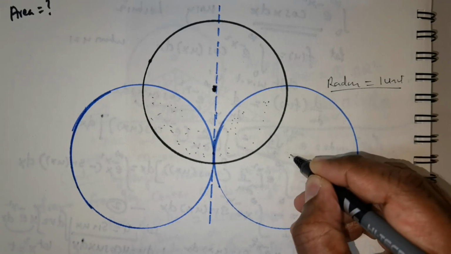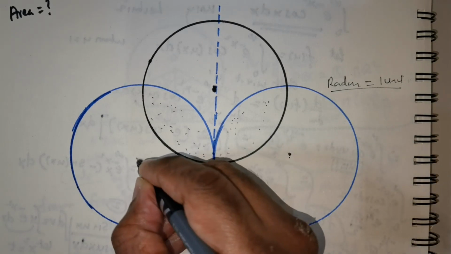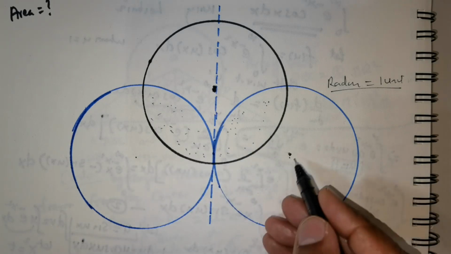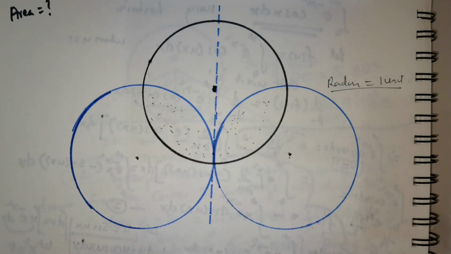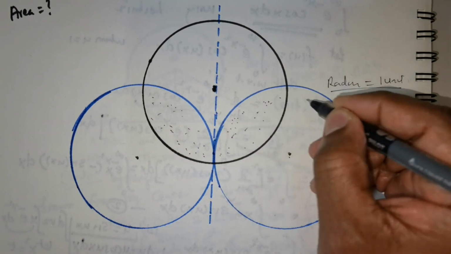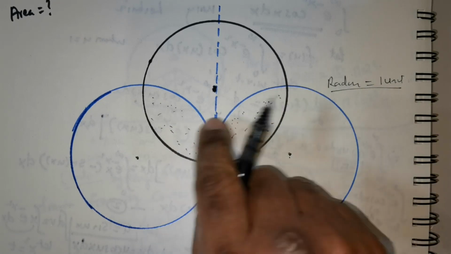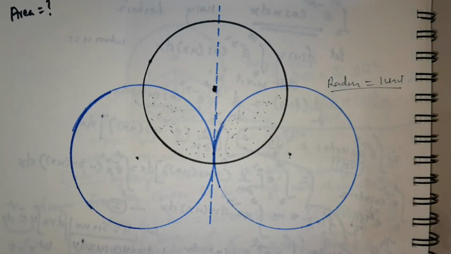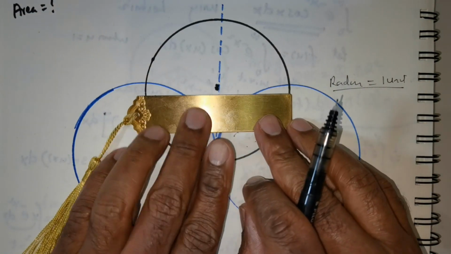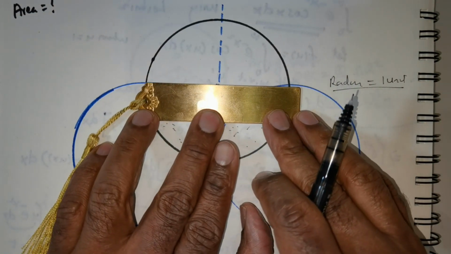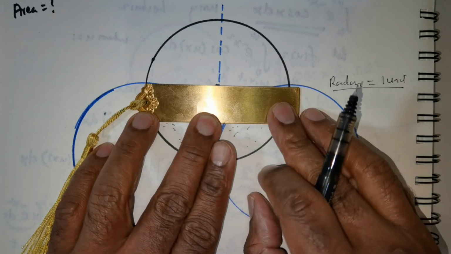So let me place the center, okay, so that looks all right. Now the question comes, how are we going to get the area of the shaded region? Now, for that, the most important thing that we need to do is connect these two circles, right?